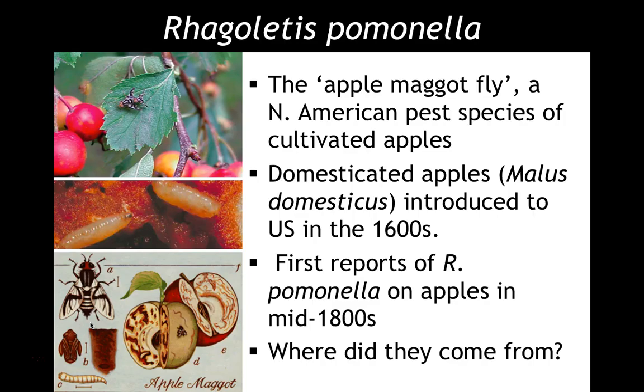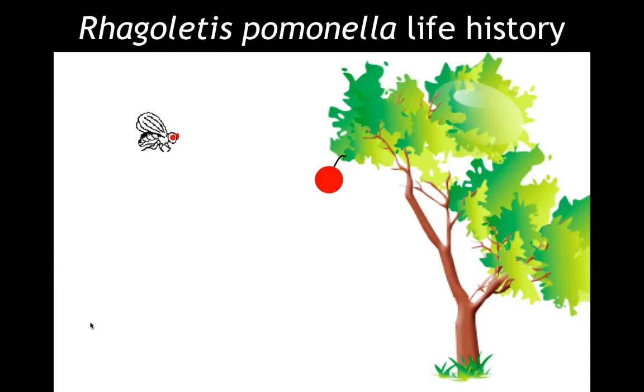Now, there is one model which is commonly described as an example of sympatric speciation, and that's the case of the apple maggot fly, Rhagoletis pomonella. This is a pest species of cultivated apples. In North America, apples were introduced in the 1600s, and starting in the 1800s, there was the first report of them being parasitized by this particular fly. They hadn't been seen on apples before that time, and the question was, well, what is this pest and where did it come from?